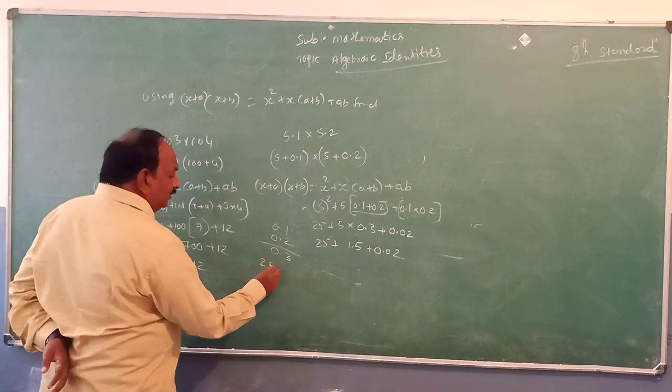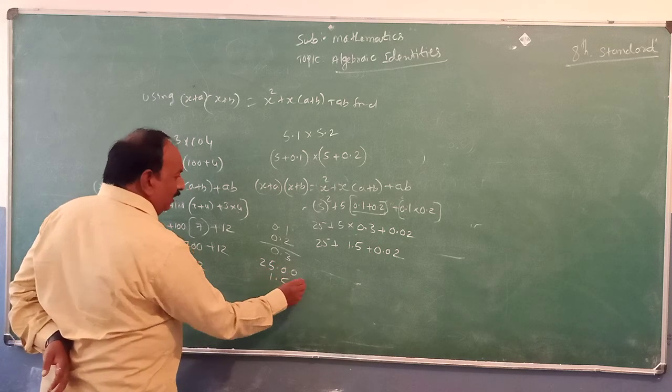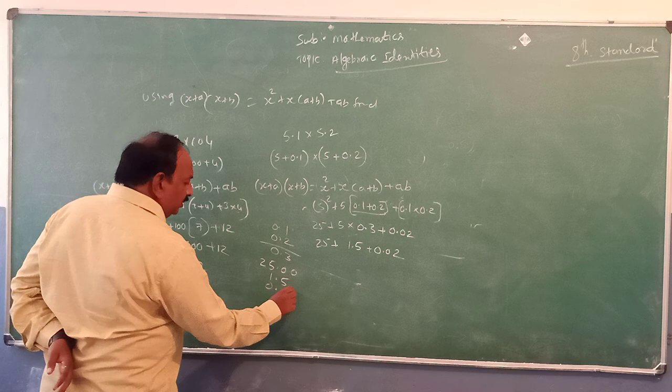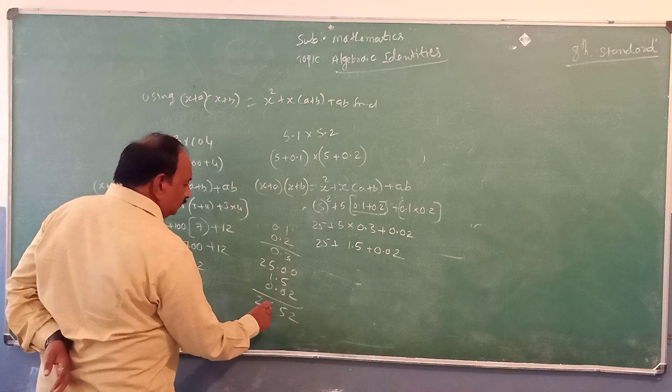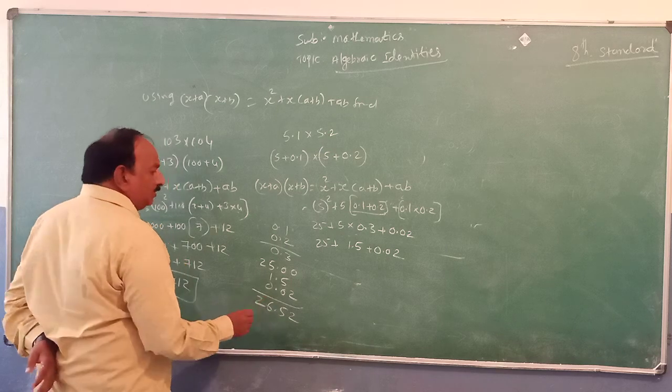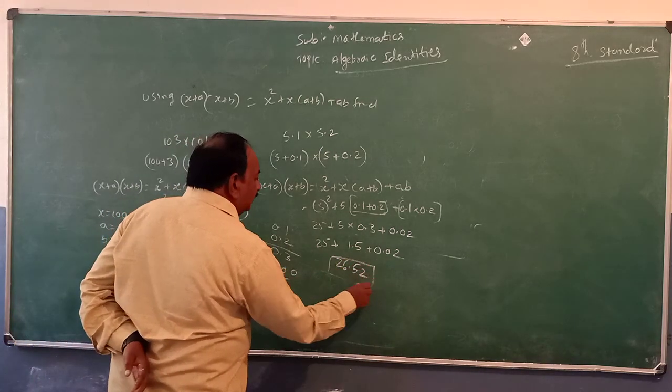When we add this: 25.00, 1.5, 0.02, we get 26.52.